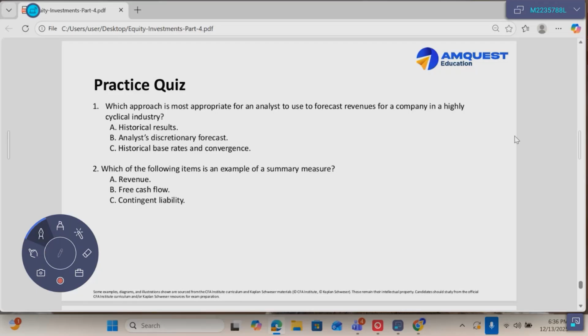Which of the following items is an example of a summary measure? Revenue is not a summary. It's a single value. Free cash flow: if you have heard about the term free cash flow to the firm, free cash flow to equity. This is a summary measure because it's a formula and the formula gives you an answer. So free cash flow is the answer. Contingent liability again is a single item and it is not a summary. So the answer is B over here as well.